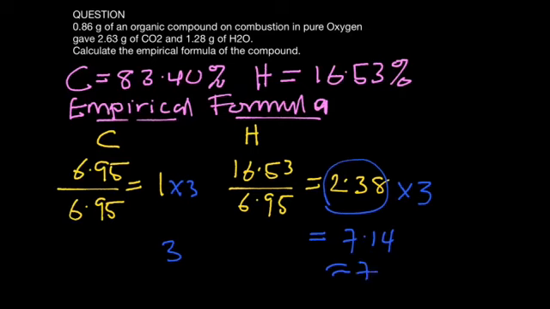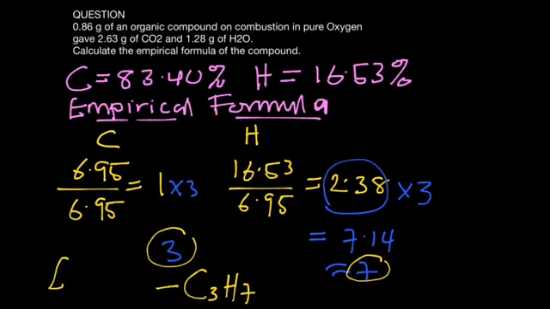So how do we write our empirical formula? We know the number of carbons, and we know the number of hydrogens. So quickly we just write a carbon 3 and a hydrogen 7, and this right here is our empirical formula, C3H7.